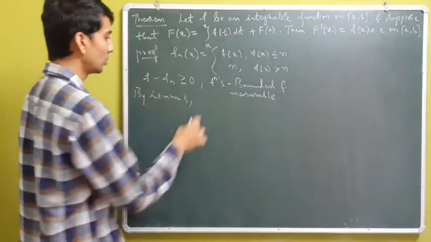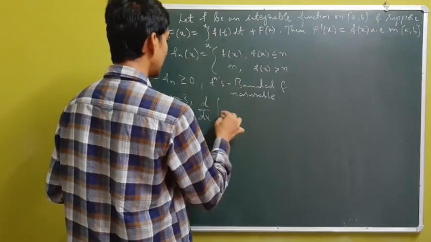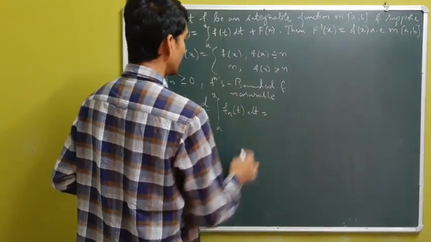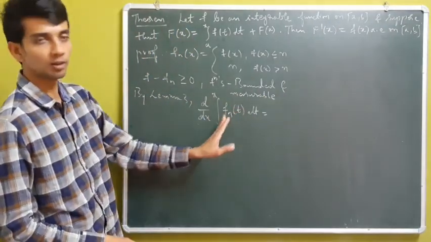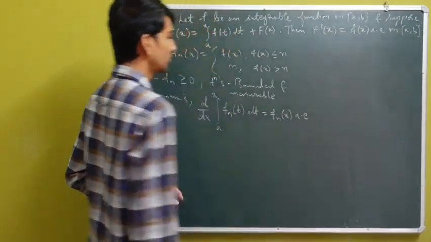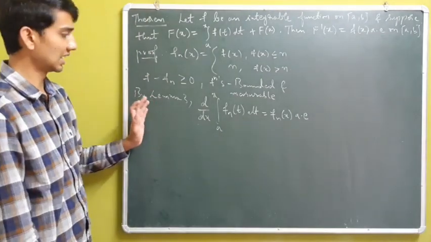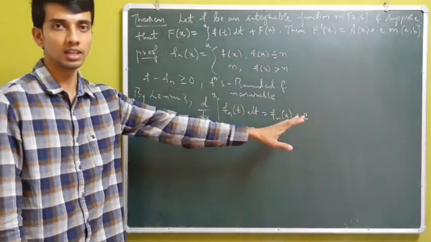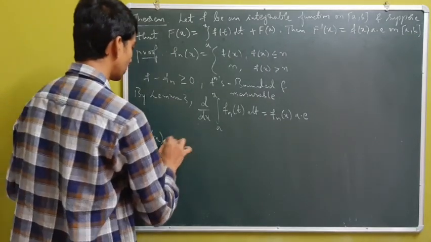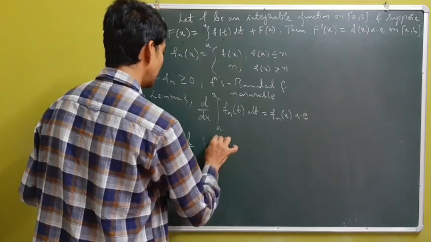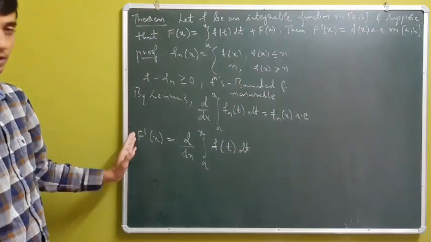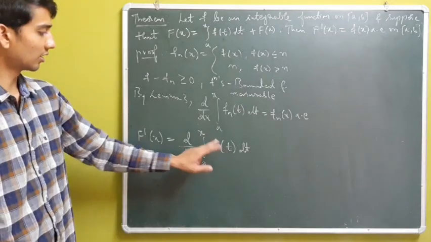Now by lemma 3, the previous lemma that we have proved, the differentiation of the integral of fn of t dt over the interval a to x is the same as fn of x almost everywhere. So this is what we have learned in lemma 3. So the differentiation of the integral of fn over a to x is equal to fn of x almost everywhere. But f dash of x is equal to the differentiation of the integral of f of t over a to x.